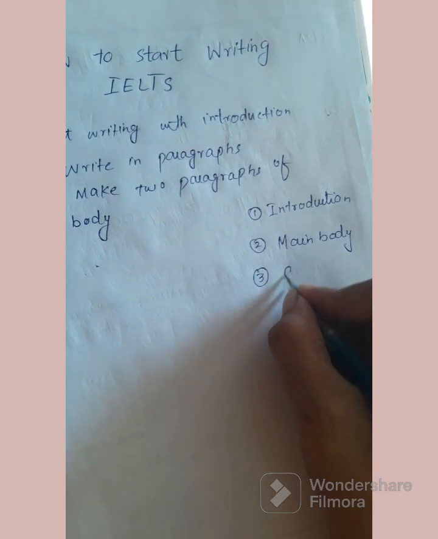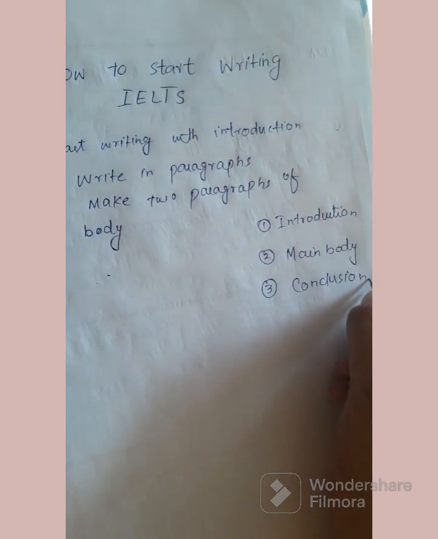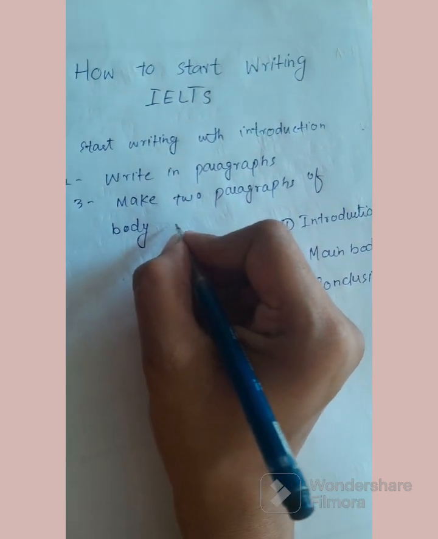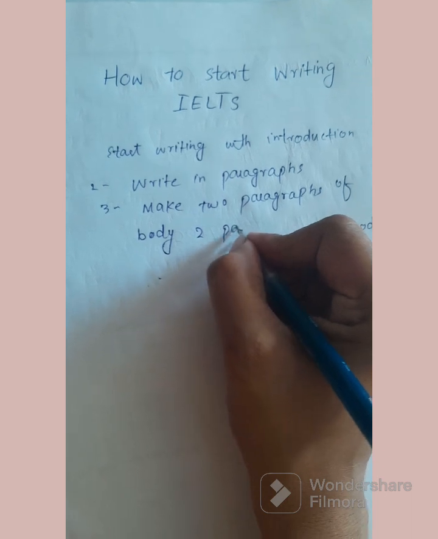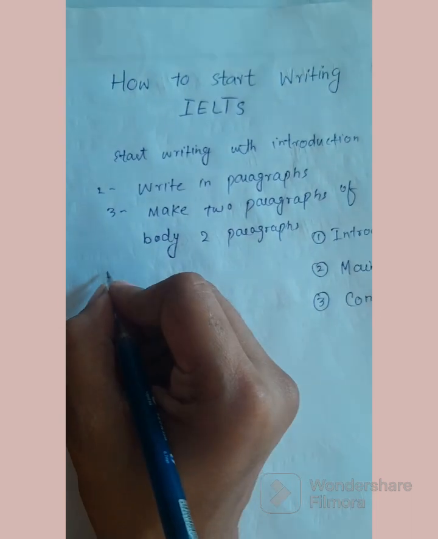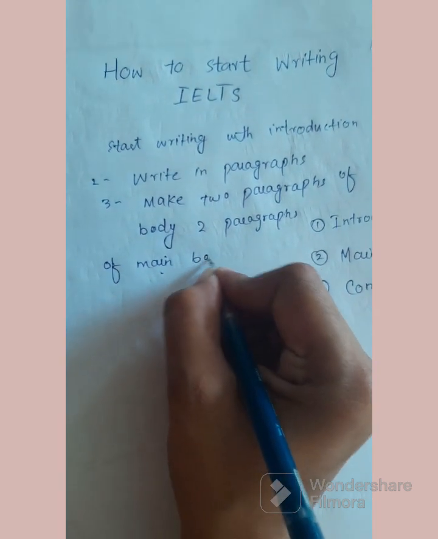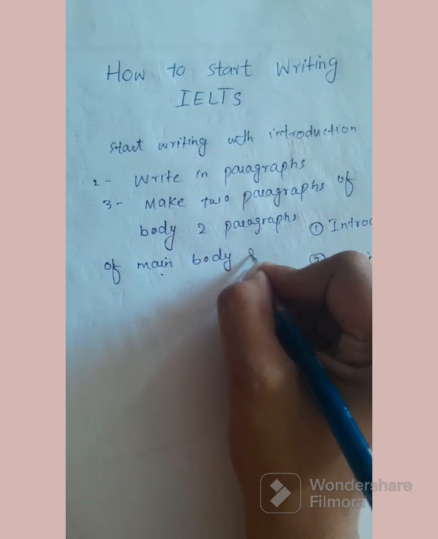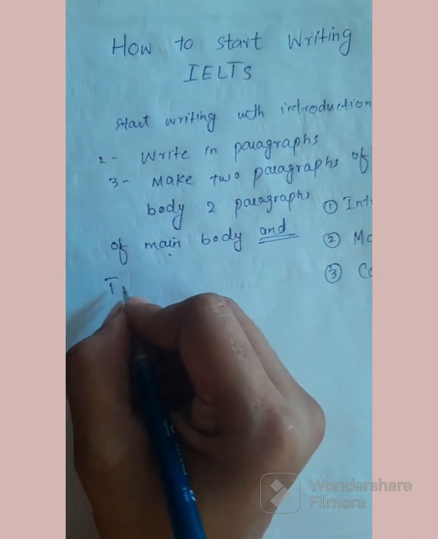In the main body we will discuss the advantages or disadvantages or whatever the examiner is asking, and the third one will be the conclusion, which is the end. So about the second paragraph that we write, as I told you, try to write in paragraphs. Try to make 2 to 3 paragraphs of your main body, and try to end them with an example.